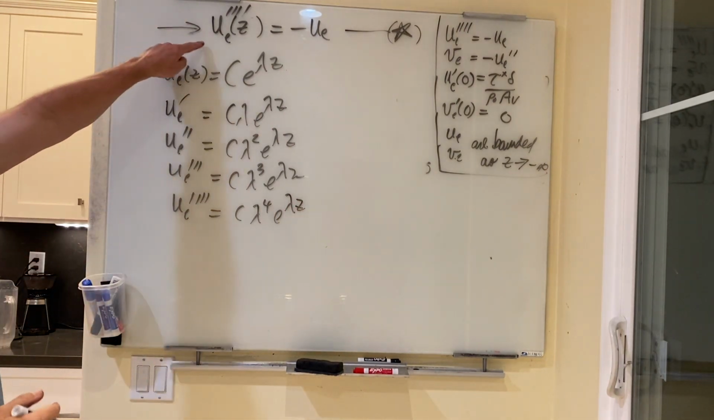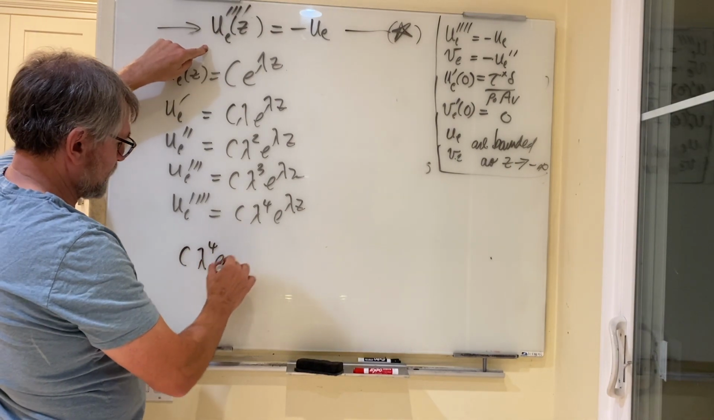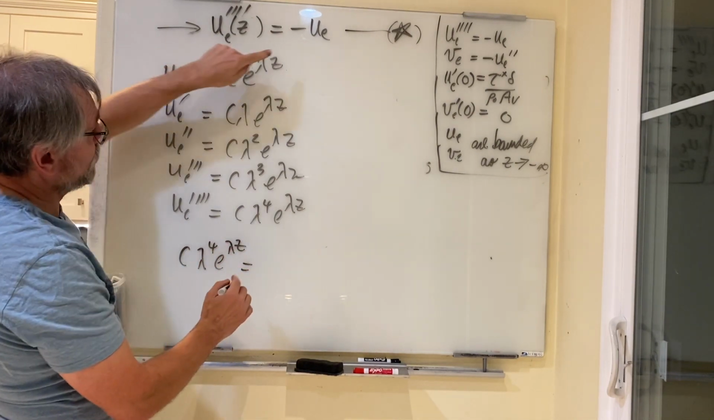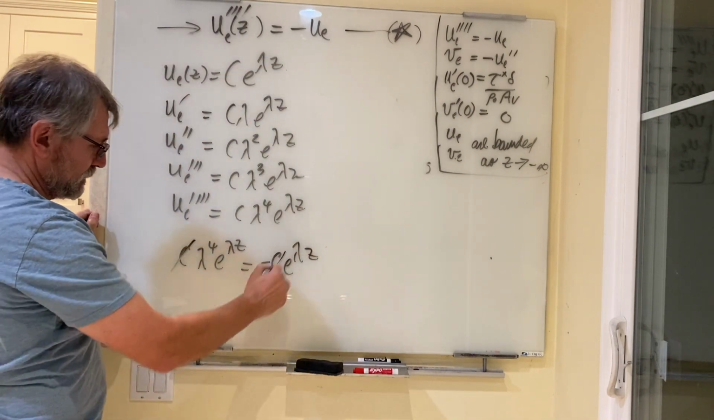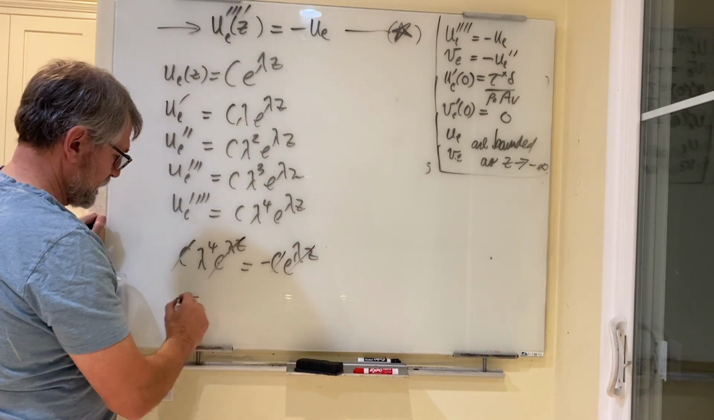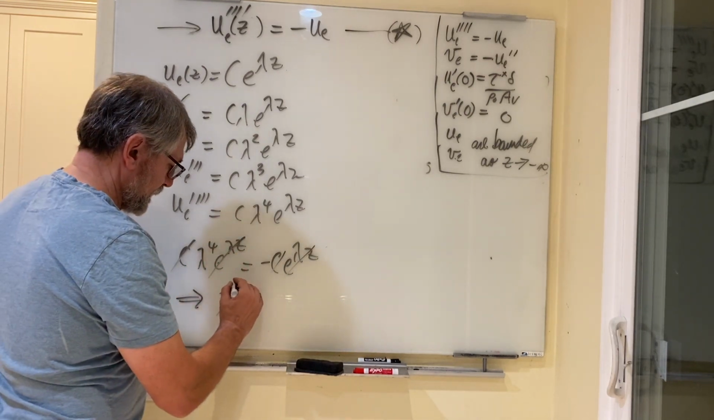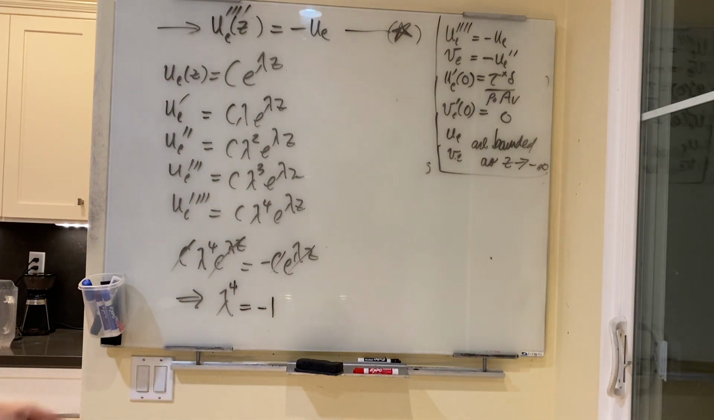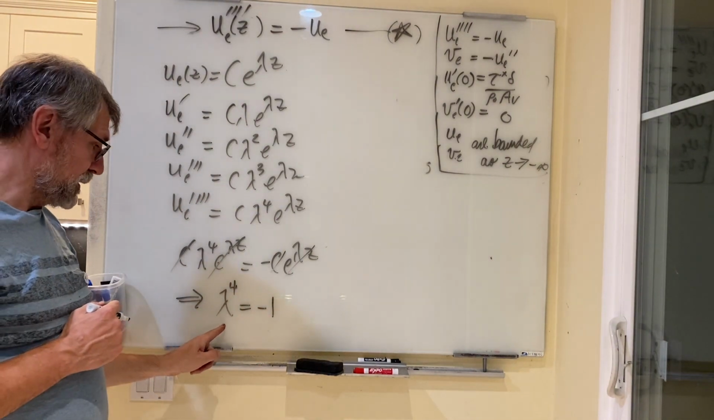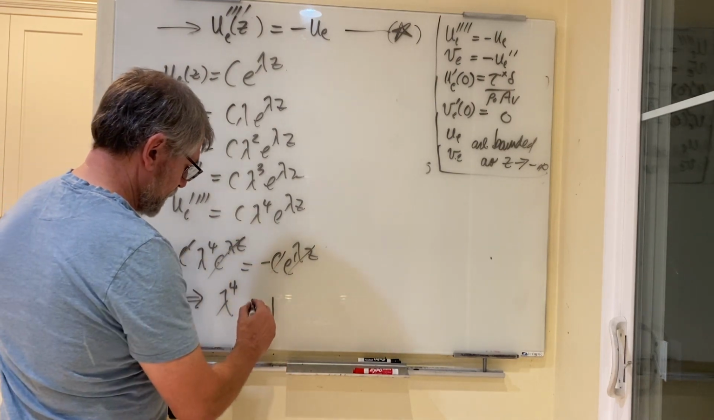Then I substitute that in there, and I get c lambda to the fourth e to the lambda z equal to minus c e to the lambda z. The c's cancel, the e to the lambda z cancel, and what I'm left with is what is called a characteristic equation: lambda to the fourth power is equal to minus 1. So I have to find the four roots of this polynomial expression. Maybe I can write it like this: lambda to the fourth plus 1 equals 0.